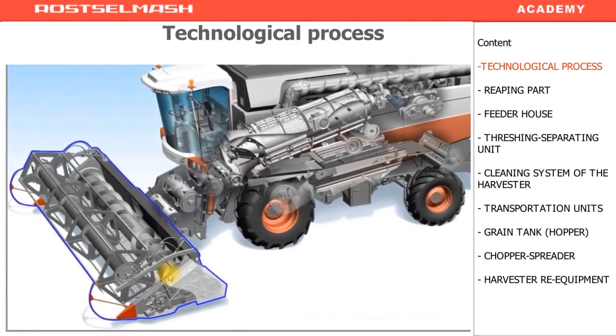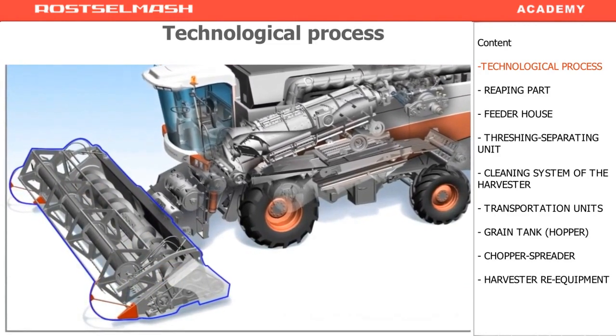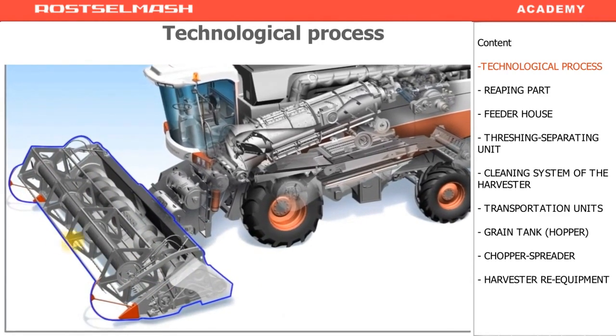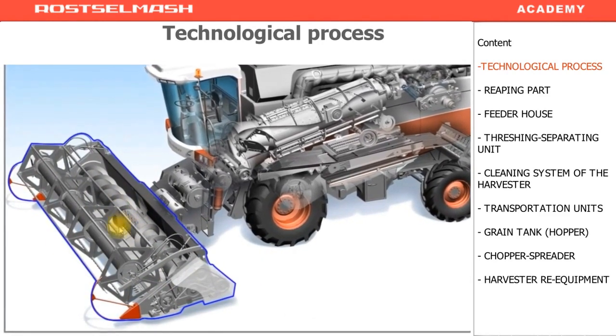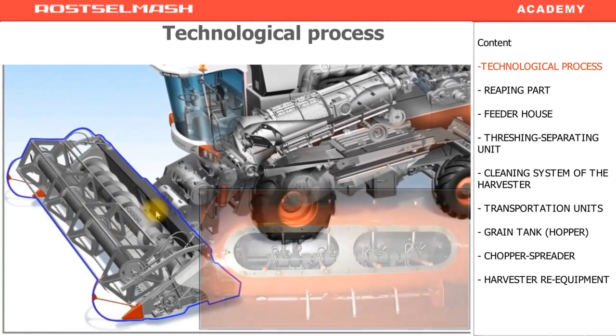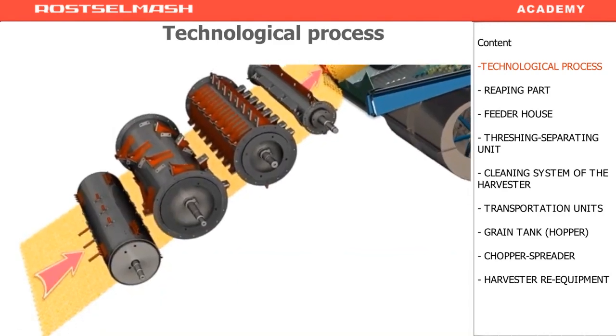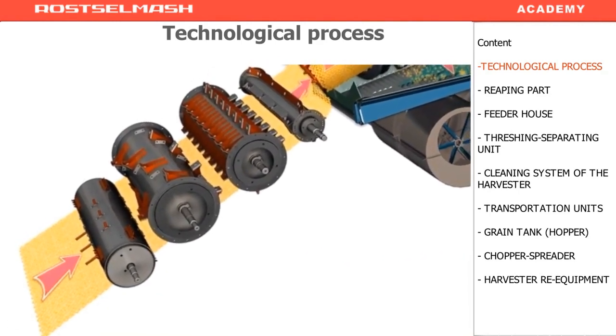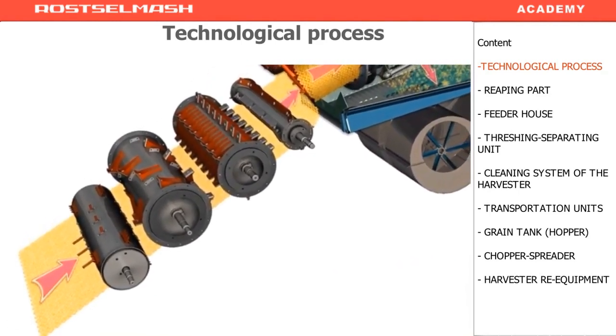The rotating auger moves the cut mass to the center of the header. In the center of the header, there is a finger mechanism that moves the mass to the feeder house. The feeder house has 4 beaters. Torum harvesters 750, 780 have got a beater feeder house.